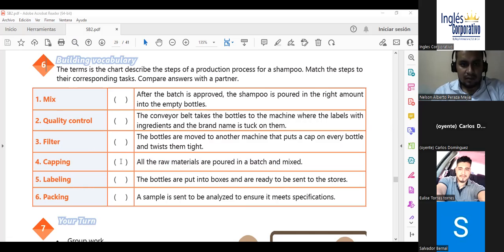No, a sample is sent to be analyzed to ensure it meets specification. Number two. Okay, wait. One. ¿Cómo es? Sí, así sería, ve, aquí el número en el paréntesis. Yes. Okay. Number two. A sample is sent to be analyzed to ensure it meets specification. Quality control. Could be.